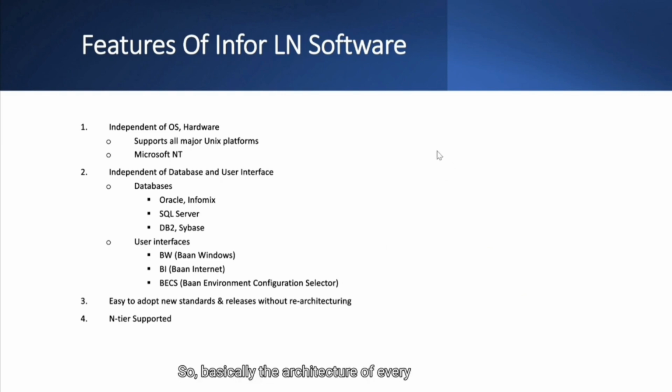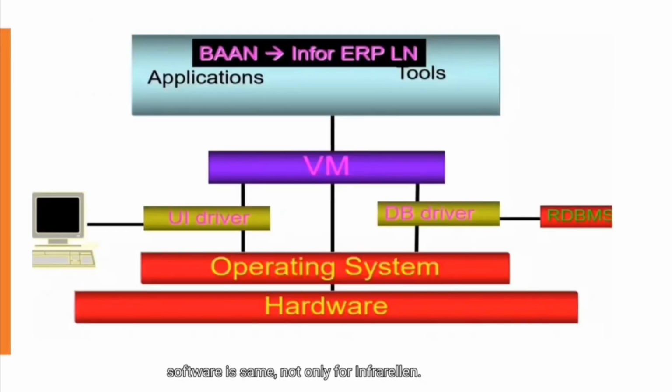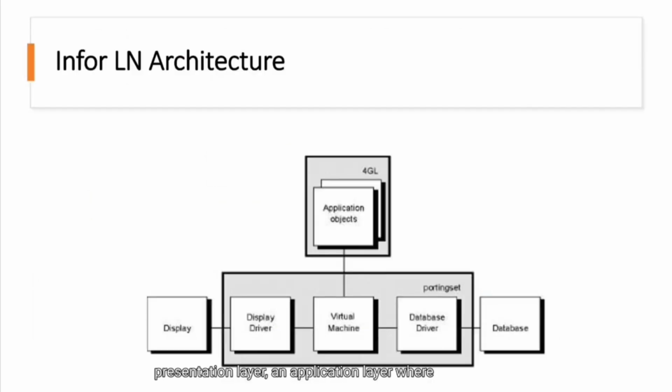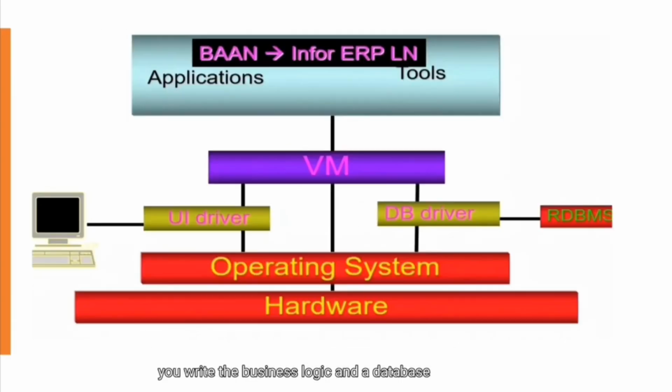Basically, the architecture of every software is the same, not only Infor LN. If you take any software, it will have a presentation layer, an application layer where you write the business logic, and a database layer where all the data is stored. The presentation layer is nothing but the UI, where you see the user interface.